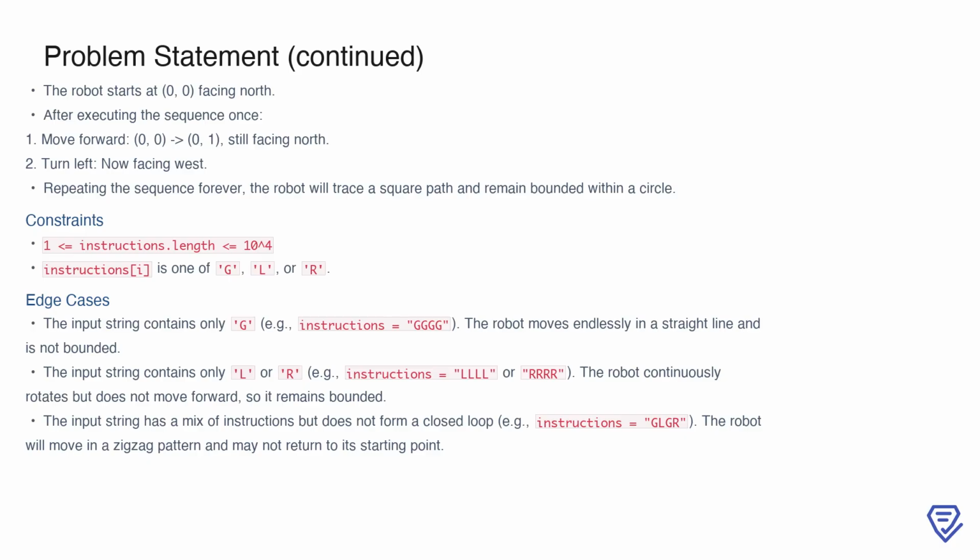Additionally, note that the problem includes constraints, such as an input length between 1 and 10,000, and characters limited to G, L, and R. Some edge cases to consider include inputs with only G, where the robot moves endlessly in a straight line, or inputs with only L or R, where the robot continuously rotates in place. These scenarios can help us determine whether the robot remains bounded or not in various situations.